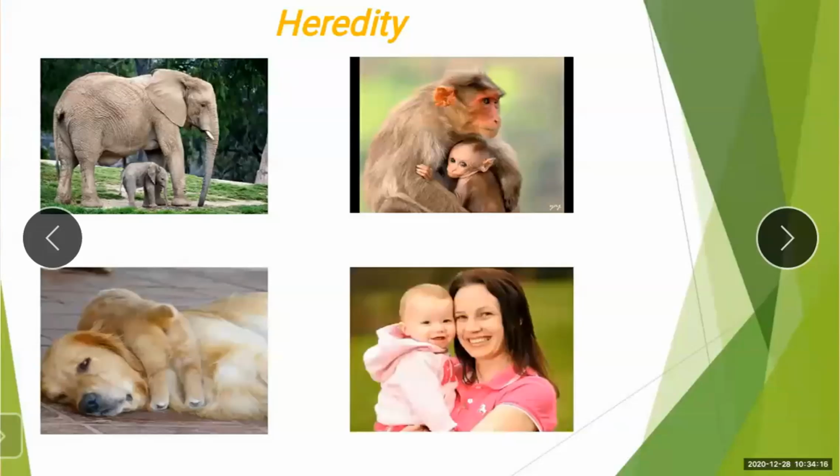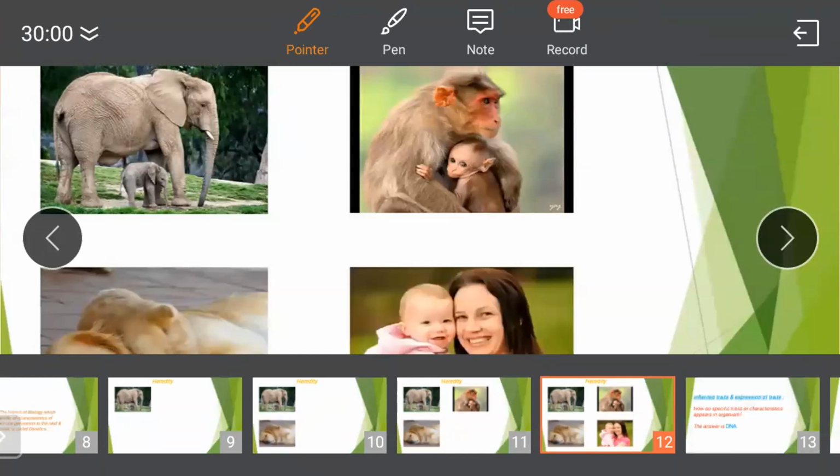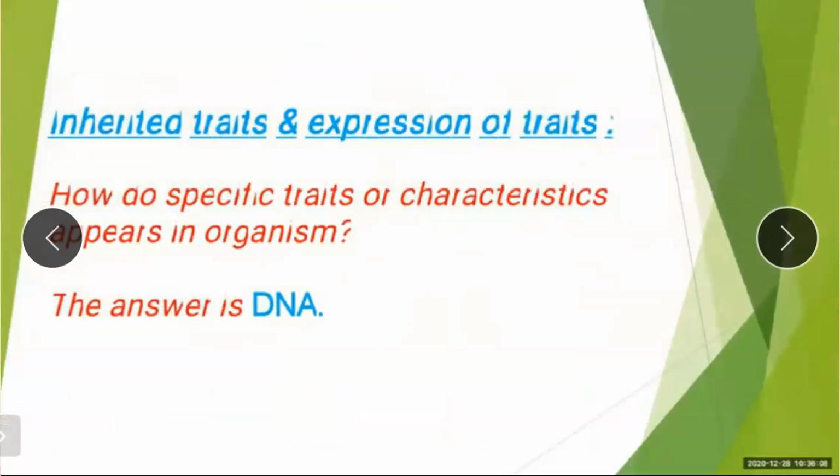Okay, now moving to the next topic. Inherited traits and expression of traits. Here, traits means what? Characteristics. What do you mean by traits? Characteristics. Now, my question is, how do the specific traits or characteristics appear in organisms? So, what is the answer behind this?